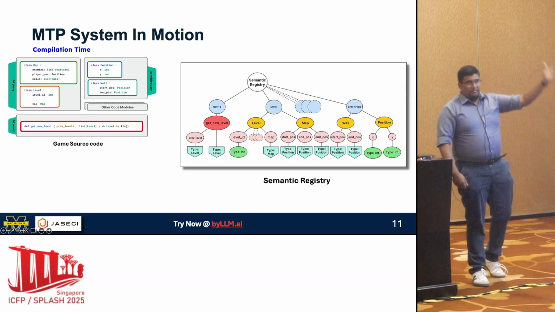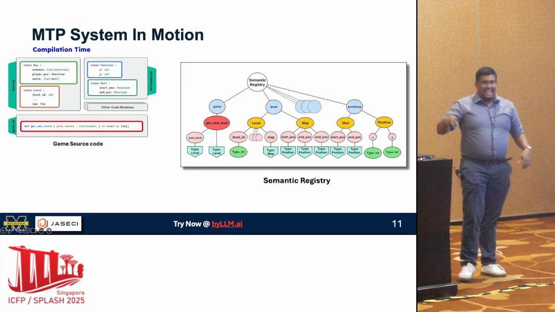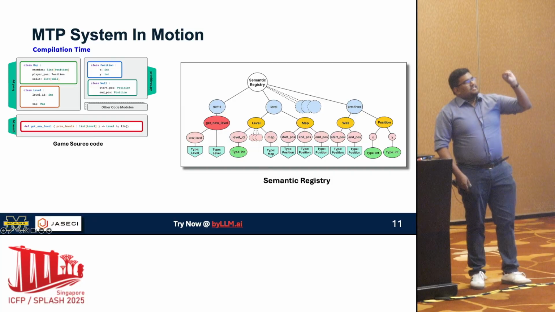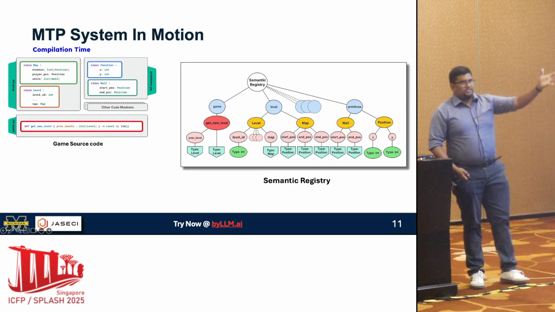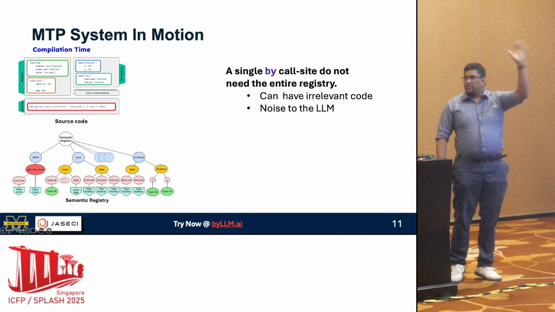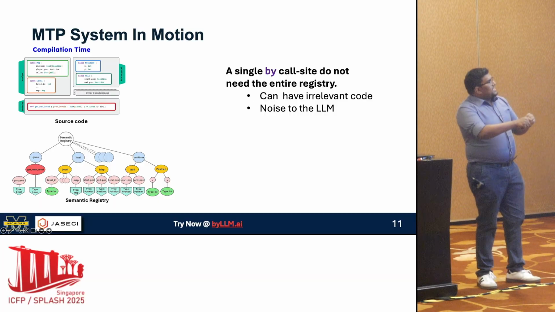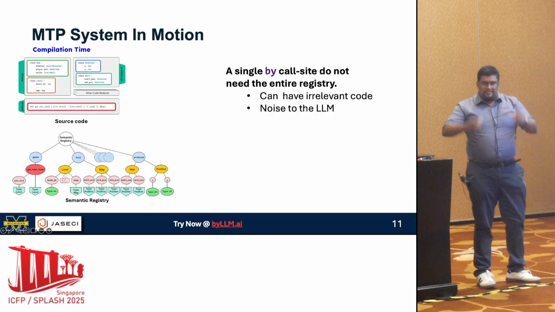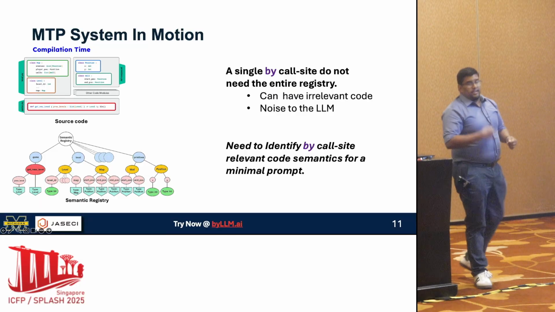So we create a semantic registry, specifically because we build this on a Python superset. I'll talk about it in a bit at the end. So you extract a semantic registry. It's basically a symbol table like data structure. You can't put all of that into a prompt. You need to extract. Okay, we have this by call site here. Let's get only the semantic information that's relevant for that by call site. So we need to identify those semantics.